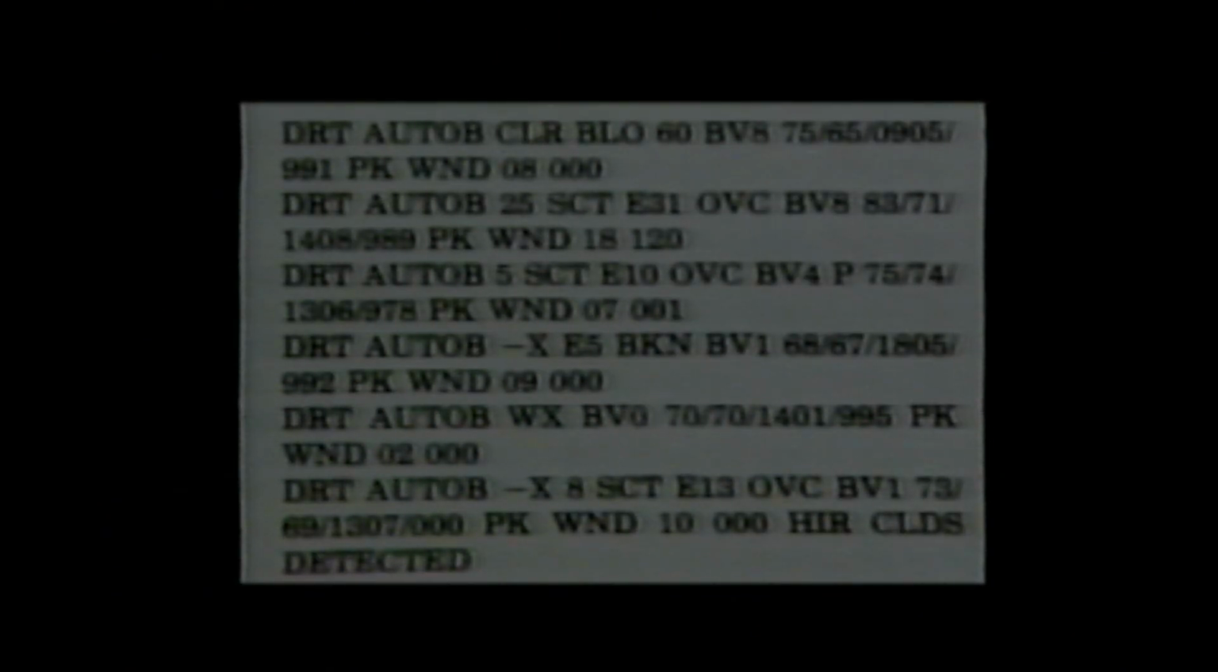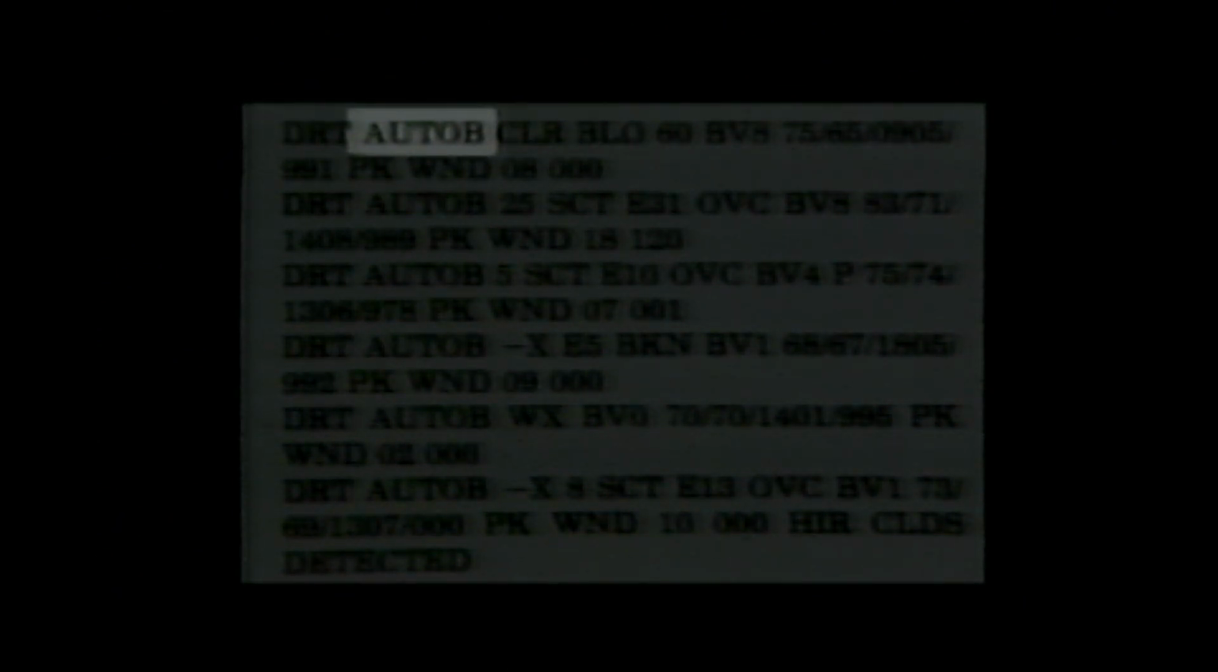An AMOS station can be manned or unmanned. If it's manned, it can also give cloud height, visibility, and any general remarks. The letters AUTOB, A-U-T-O-B, after the station identifier stands for an automatic observing station. This is basically an upgraded AMOS station.